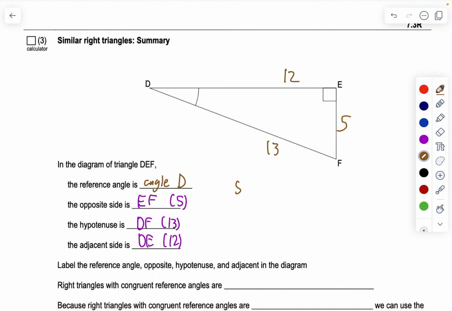And if I'm looking for the sine of angle D, that's going to be opposite over hypotenuse, 5 over 13. If I want the cosine of angle D, cosine is adjacent over hypotenuse, that'll be 12 over 13. And tan of D is going to be opposite 5 over adjacent 12.